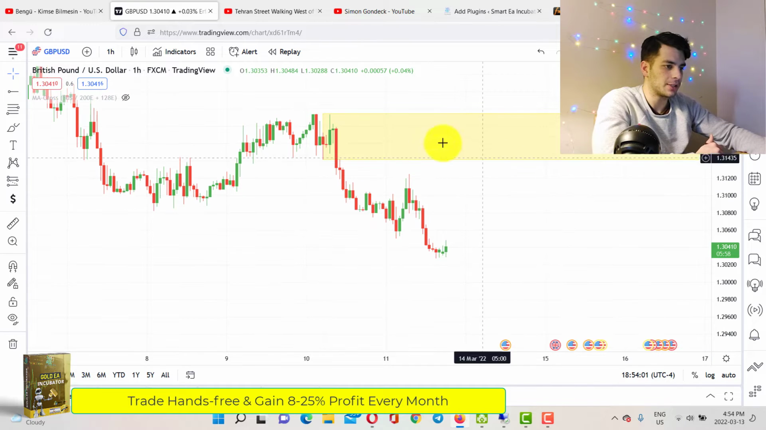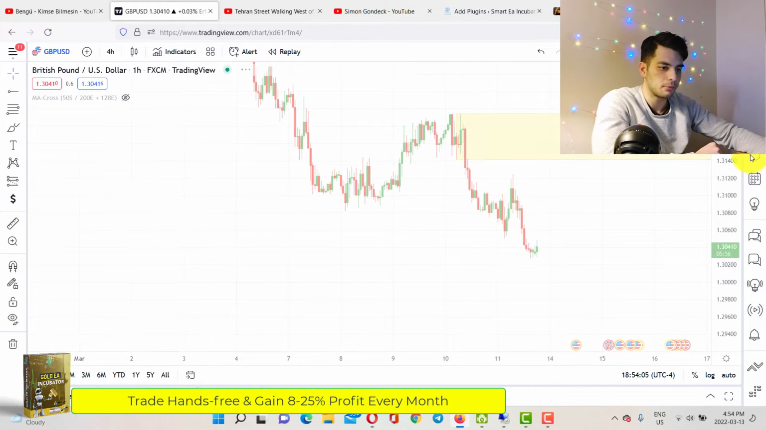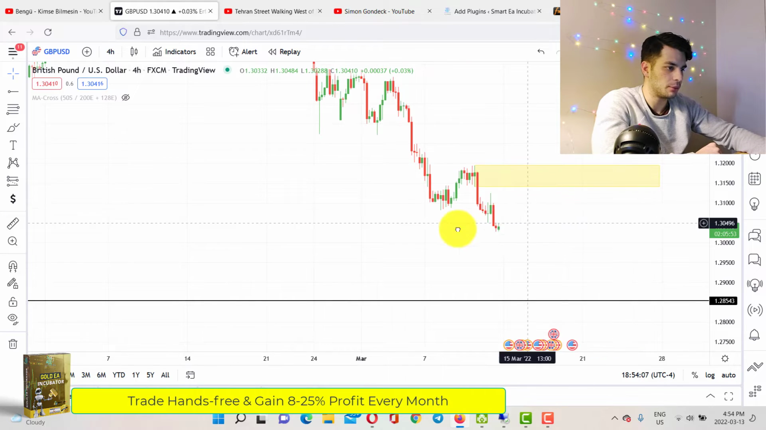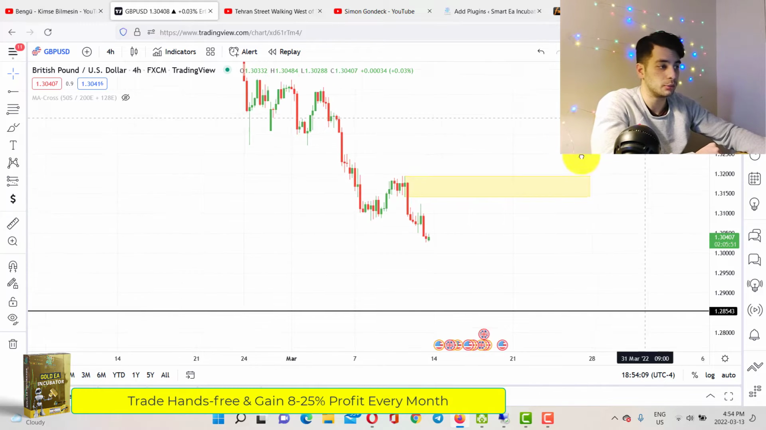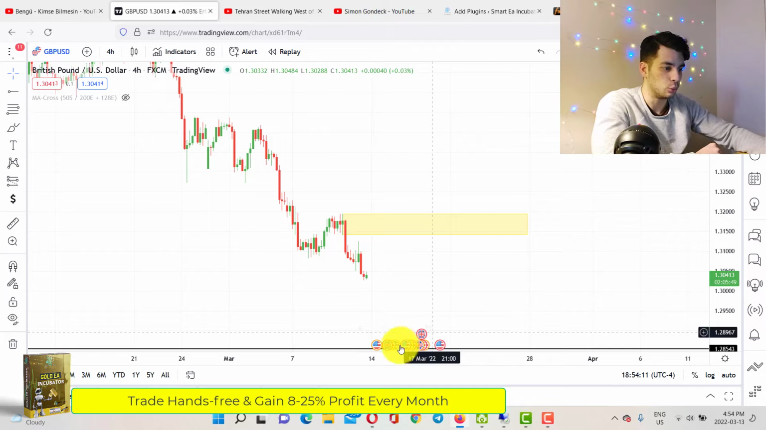And yeah, that's it for GBPUSD, guys. We'll see what happens tomorrow, but so far we are bearish. We have a high probability order block in this area, so it might do a little bit of correction and then drop significantly towards this level here.